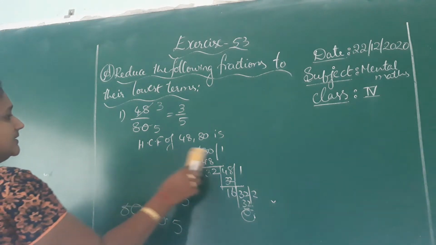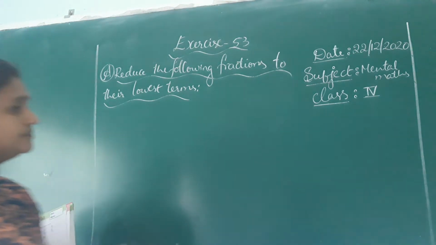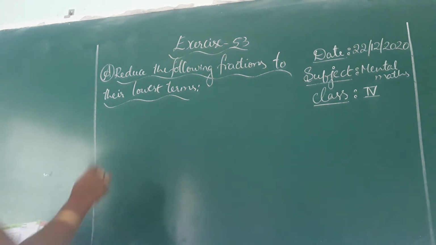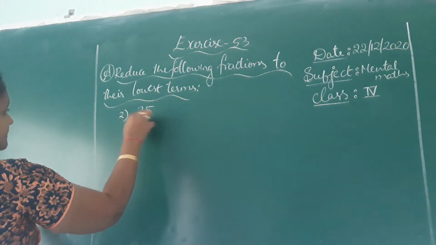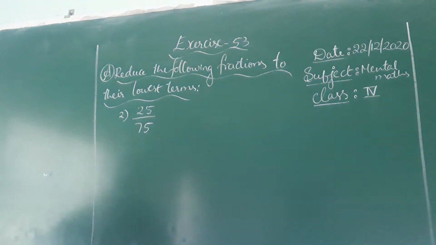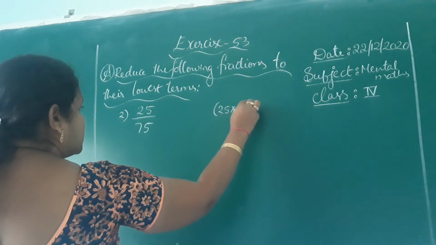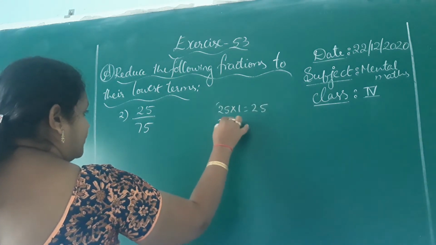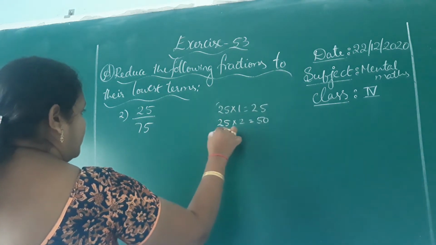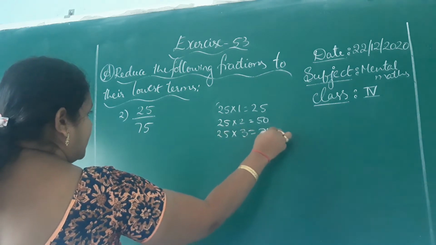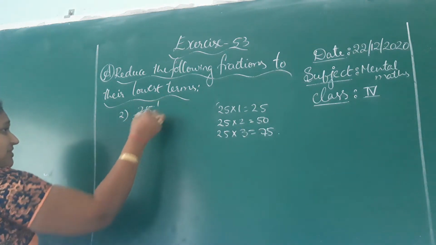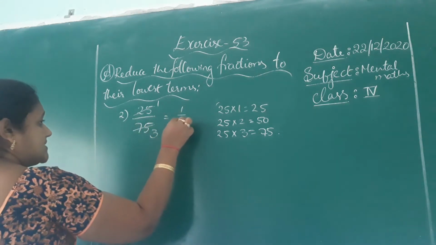See the second one then. 25 by 75. The first method is finding its HCF, and the second is you can simply calculate with the common factors of those two. 25 table: 25 ones are 25, 25 twos are 50, 25 threes are 75. So there is a chance of cancellation: 25 ones, 25 threes are 75. So the answer is 1 by 3.